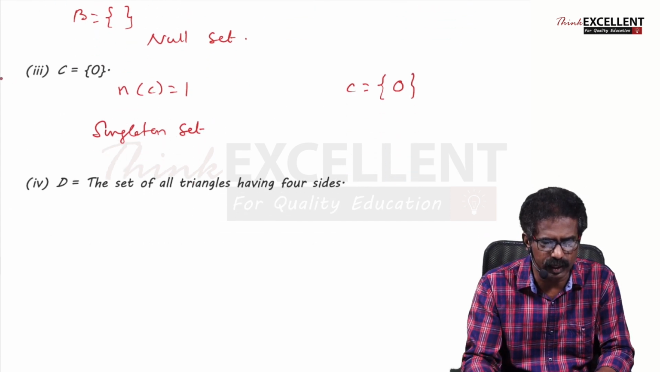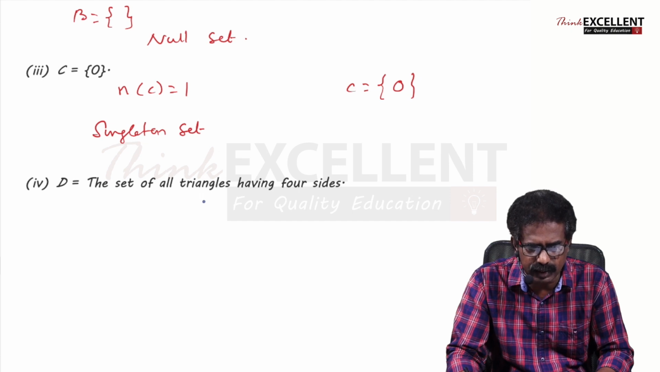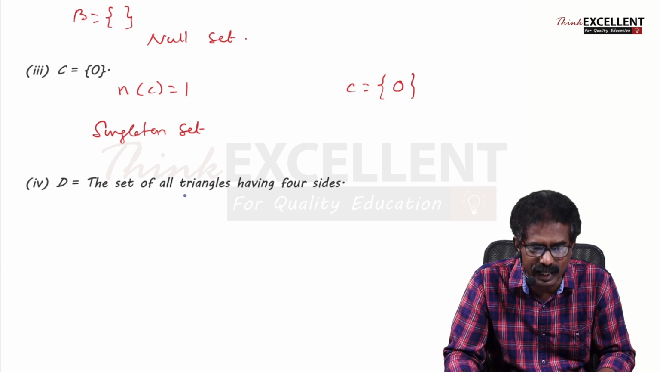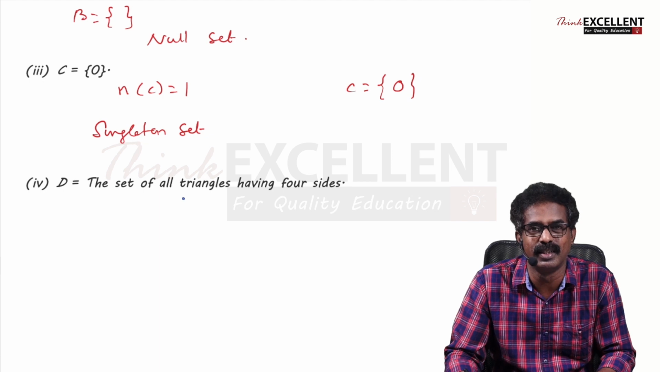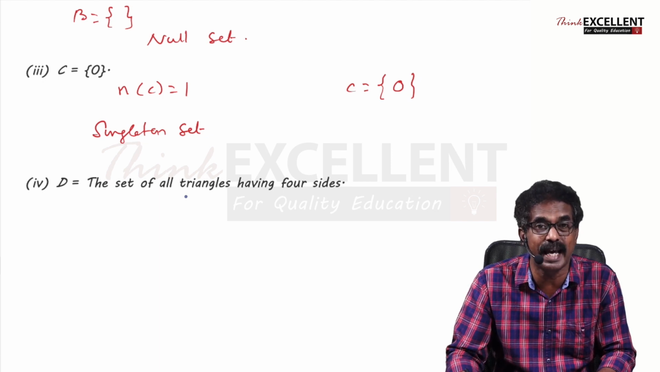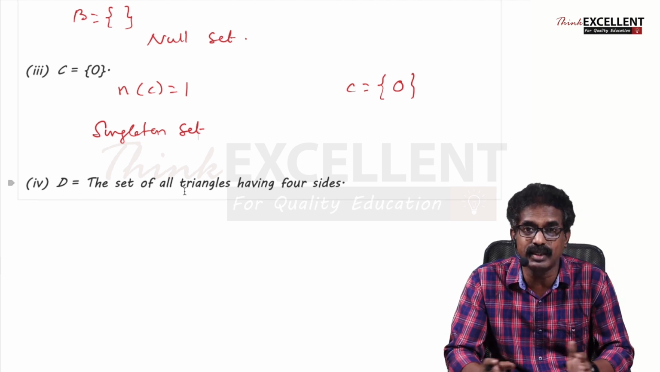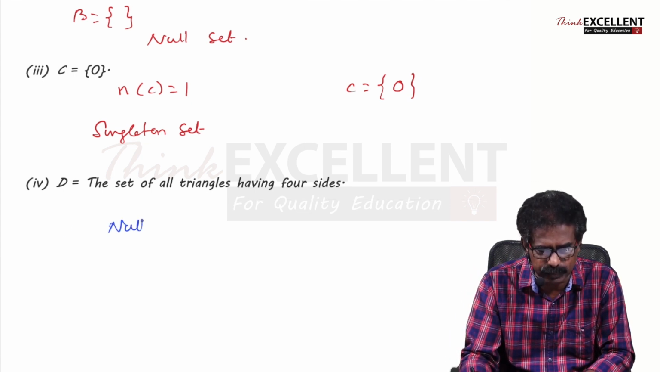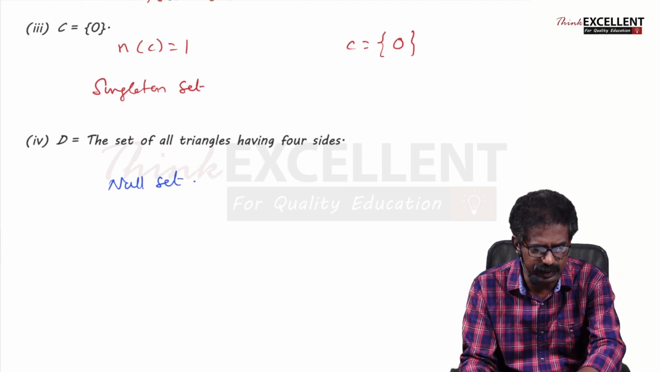Now let us go for the fourth sum. D equal to the set of all triangles having 4 sides. For a triangle, how many sides will be there? 3 sides. If there are 4 sides, that is called a quadrilateral. So a triangle with 4 sides is not possible. So your answer is null set. Hope you understood how to identify null set and singleton set.